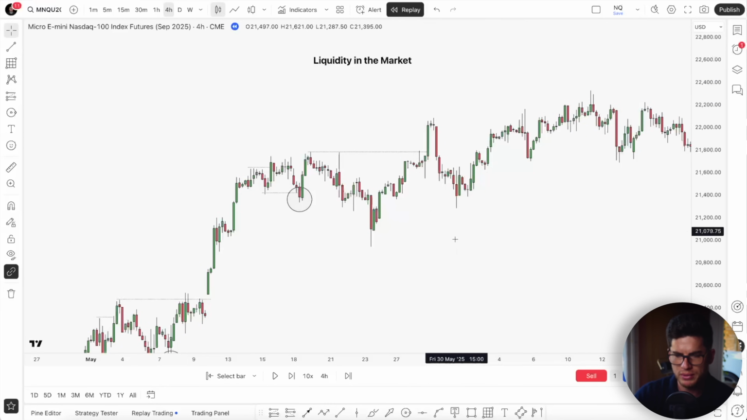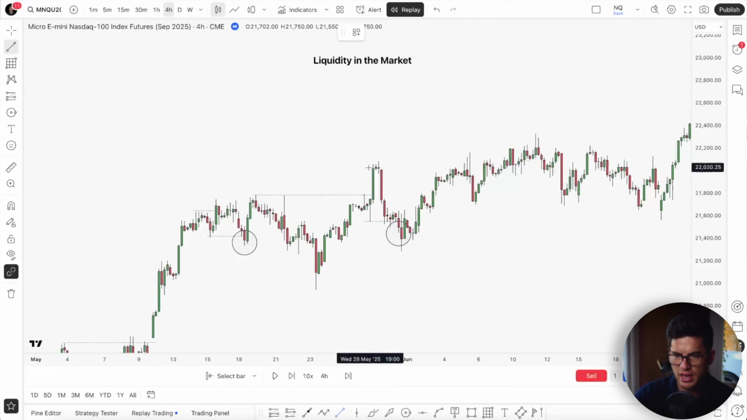We want price to come down to the origin. We explained this earlier. Price takes this level and runs liquidity anywhere in here. As long as we have our lower time frame model, we want to be taking entries and targeting the higher time frame structure once more.